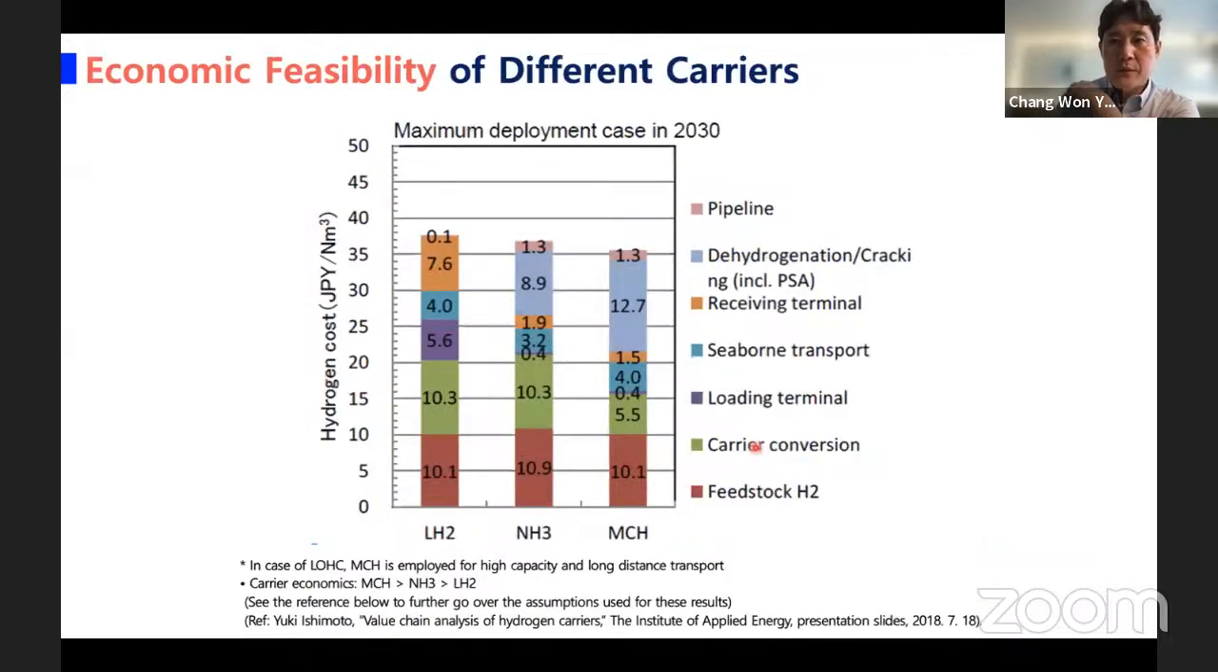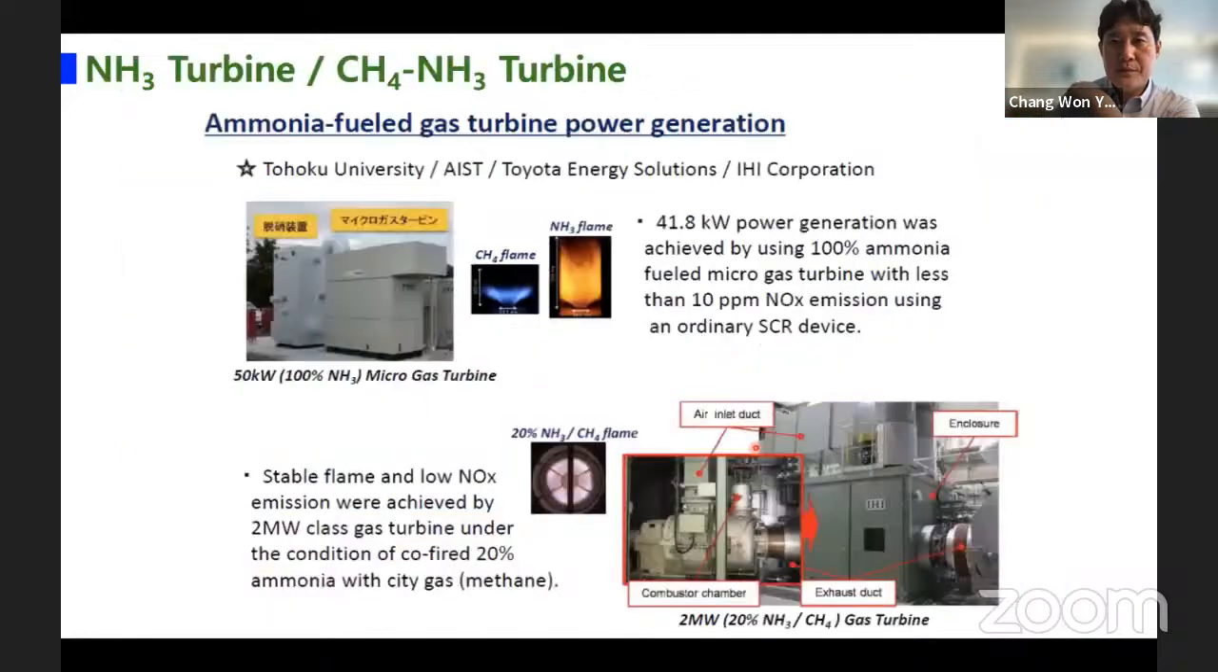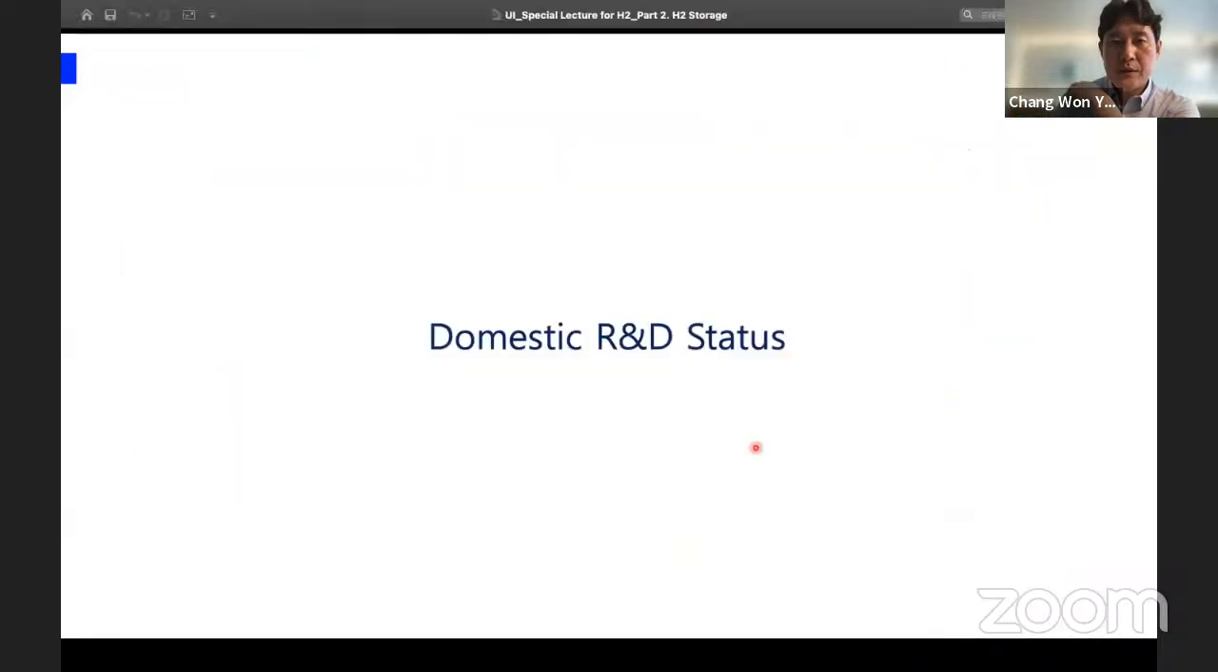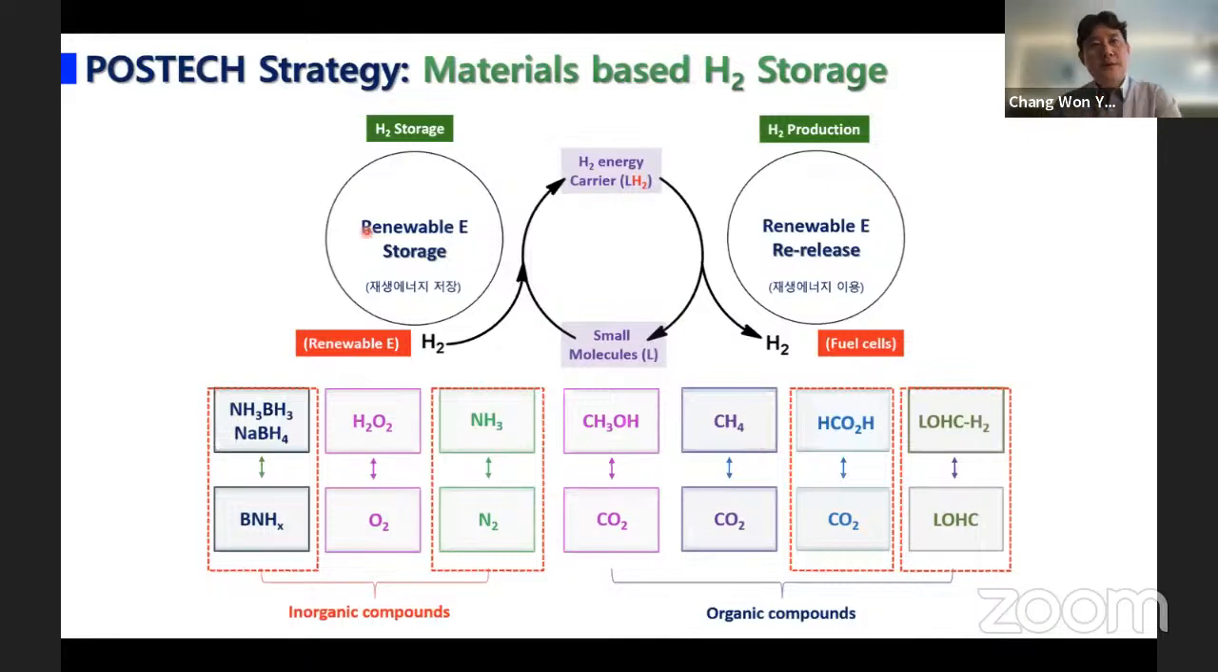And I'm going to just skip here. So actually, POSTECH uses a similar strategy for chemical hydrogen storage. We use small molecules and react them with hydrogen to produce the relevant hydrogen energy carrier, and then it is delivered, and on demand, we proceed with the dehydrogenation reaction to produce hydrogen, and we use this to release renewable energy. So mostly I use small molecules here.